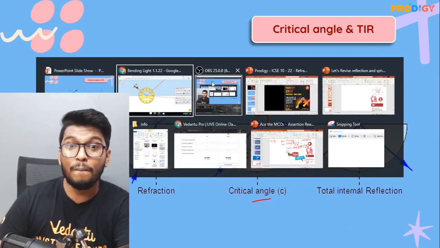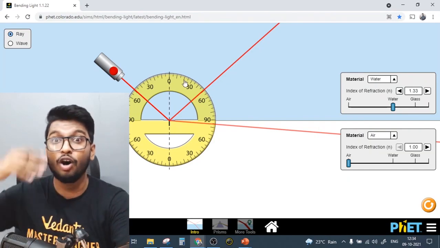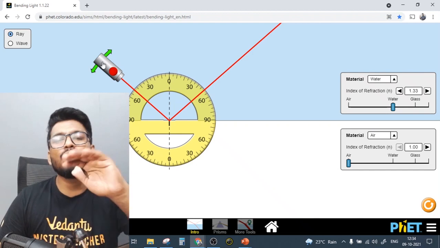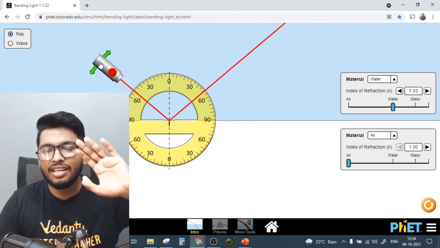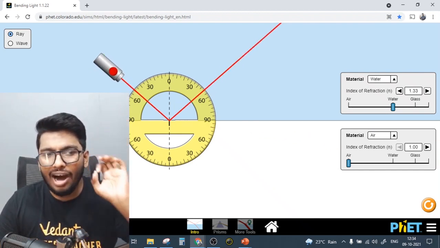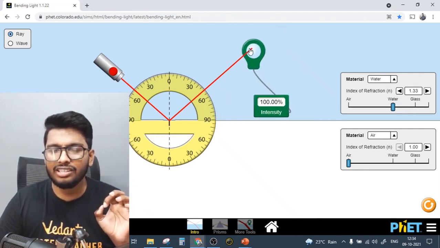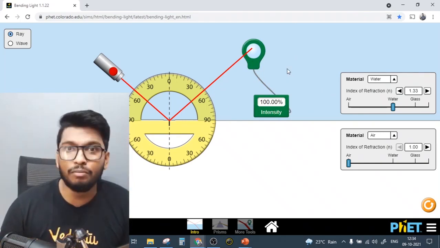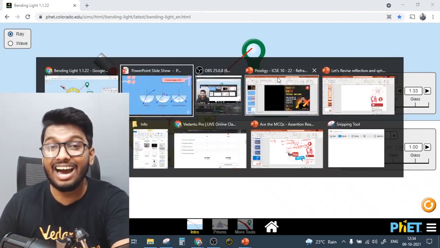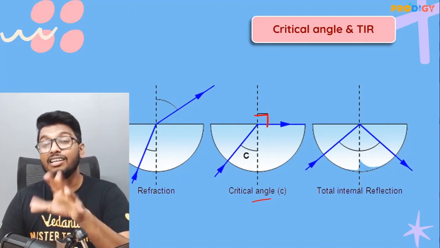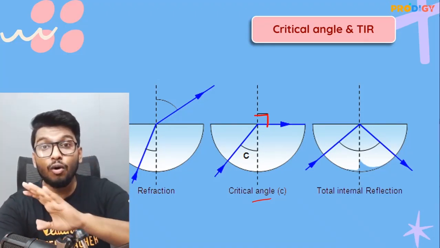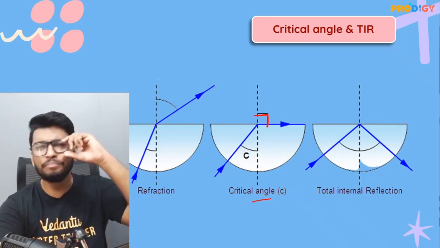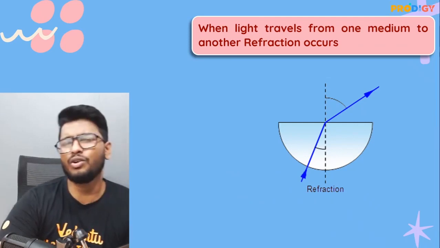Now, here's the thing, guys. If I were to go beyond the critical angle, there's no more refraction after that. In fact, if you check the intensity, 100% of the light is getting reflected back into the same medium. This is what is called TIR, or total internal reflection. That is, light is no more getting refracted. All of the light, 100% of the light, is getting reflected back into the same medium. That is what is called TIR, or total internal reflection.